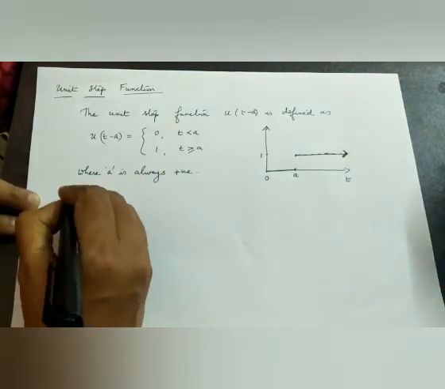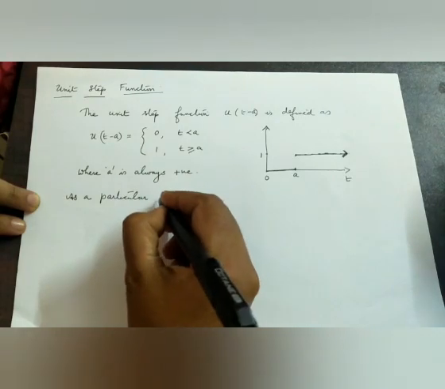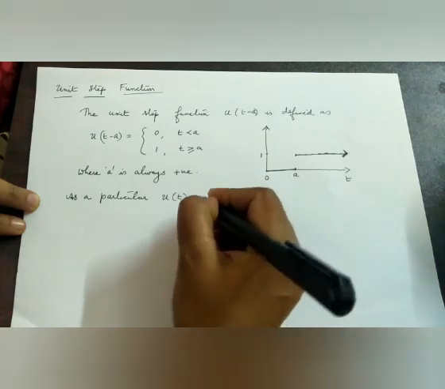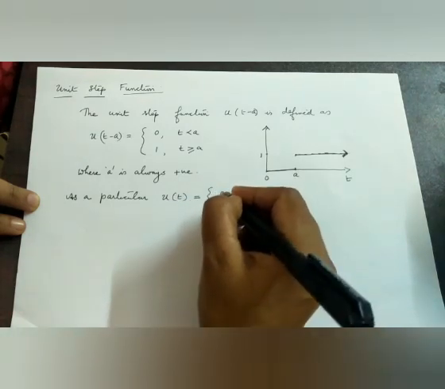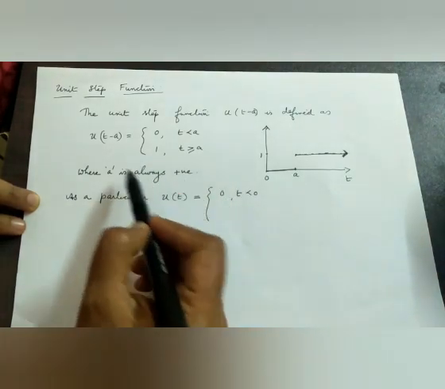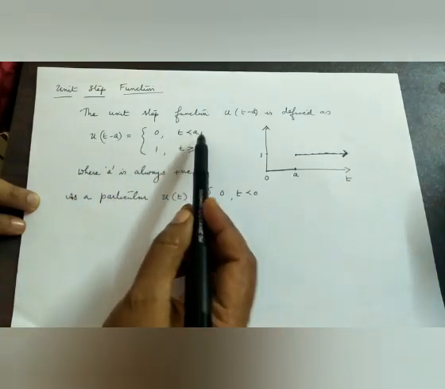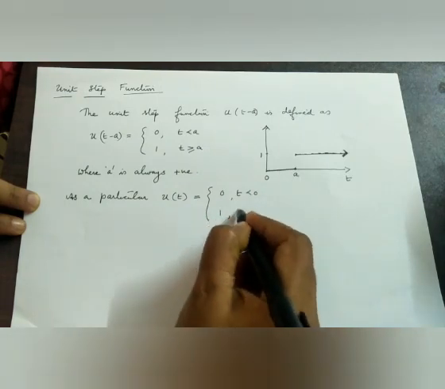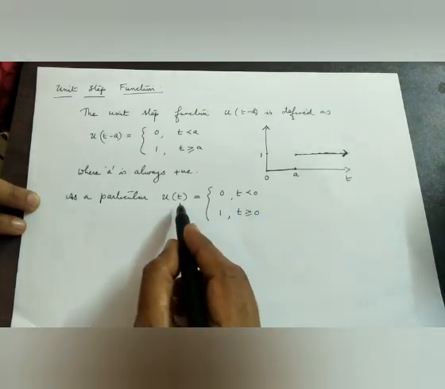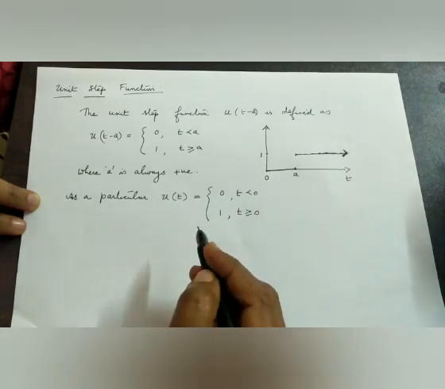As a particular case, this u of t minus a can be written as u of t. Here we are putting a equal to 0. Therefore we get u of t equal to 0 when t is less than 0 and 1 if t is greater than or equal to 0. In some problems we will take a as 0. In that case we will get u of t instead of u of t minus a.